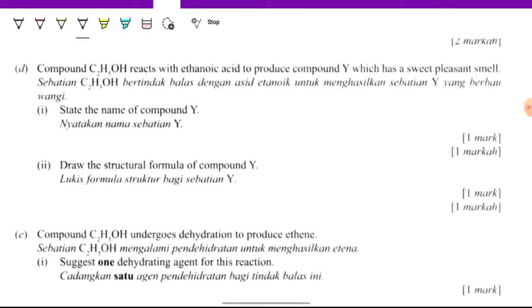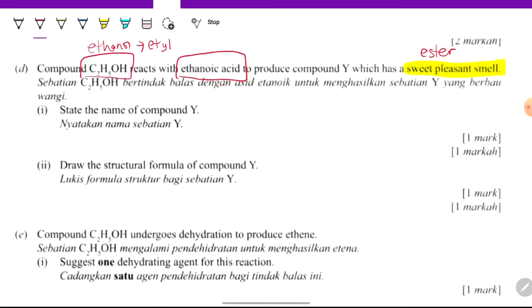The compound ethanol reacts with ethanoic acid to produce a compound which has a sweet pleasant smell. Class, if you see this sweet pleasant smell, no matter what, this is the ester. State the name of compound Y. Here, ethanol and ethanoic acid. During the naming system of the ester, ethanol becomes the alkyl, so it becomes ethyl. Ethanoic acid becomes ethanoate. So we combine the name, so it becomes ethyl ethanoate.